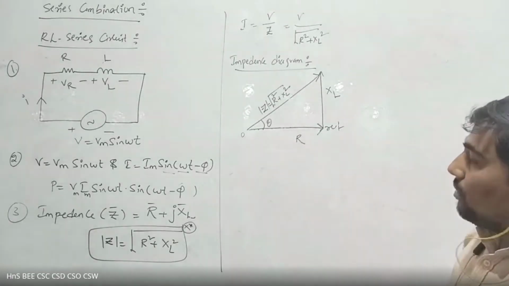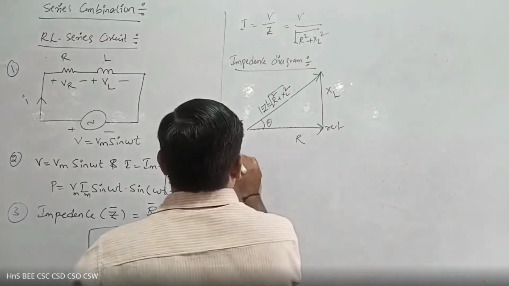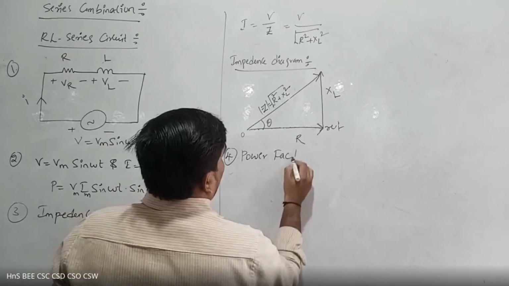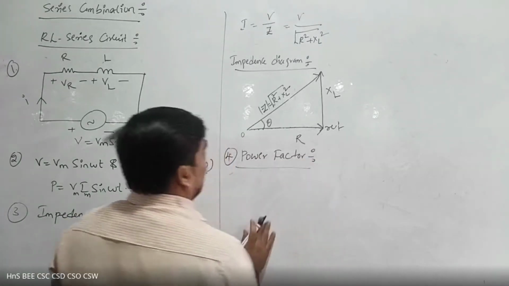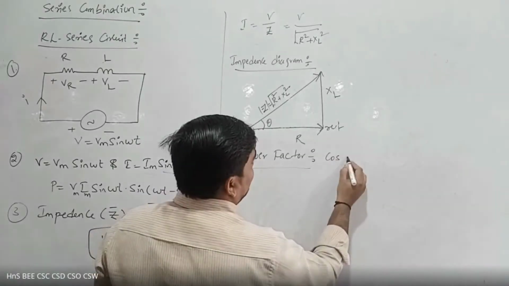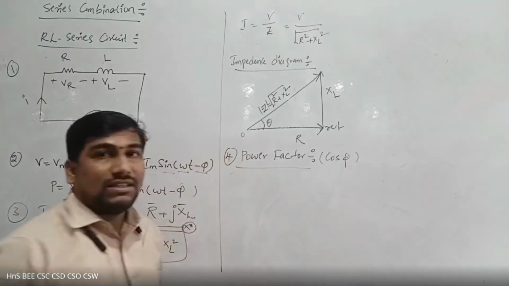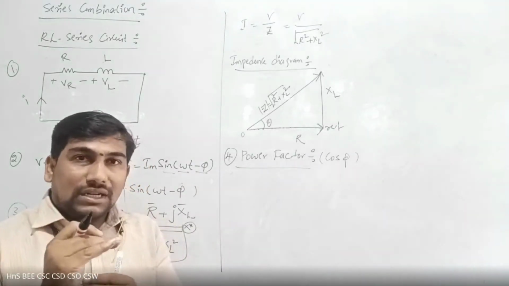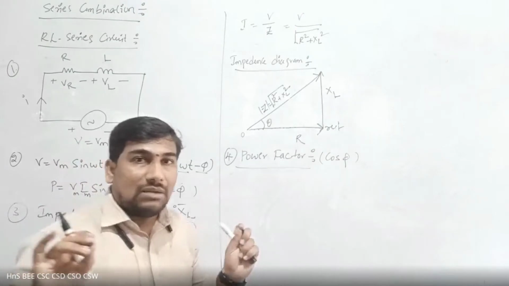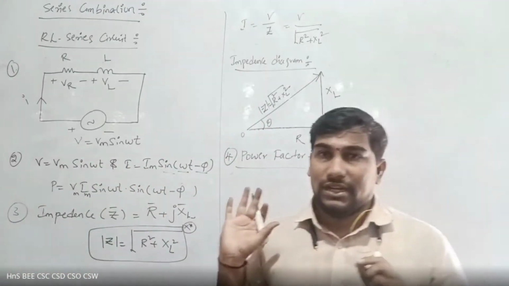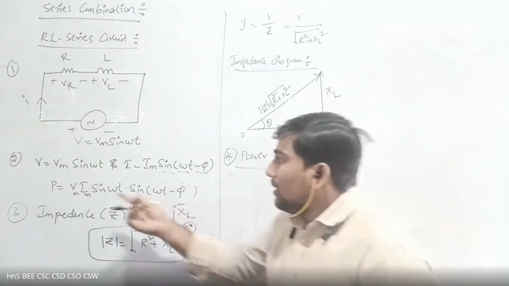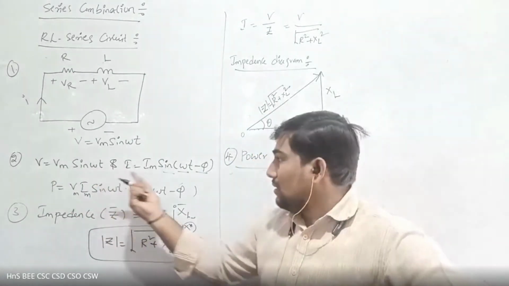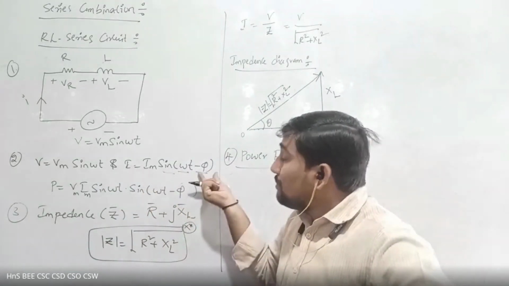Now coming to the fourth point, power factor. These points are very important. Power factor is represented with cos phi. Sir, what is power factor first? Simply, the angle between voltage and current is called the power factor. Voltage has a magnitude and the voltage angle is 0. Current has a magnitude and the current angle is minus pi.